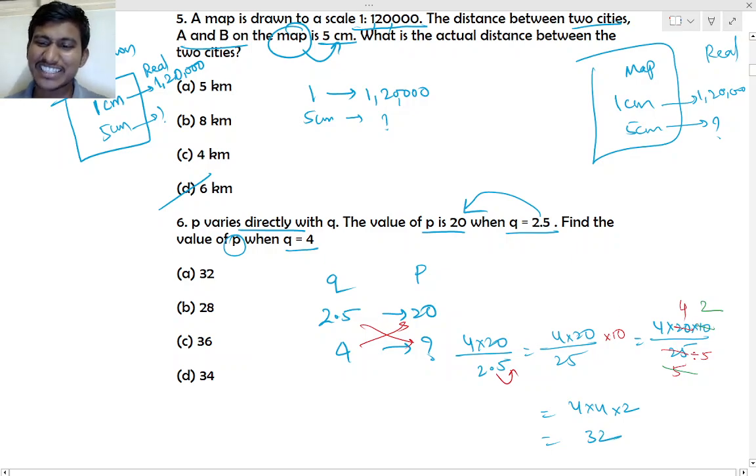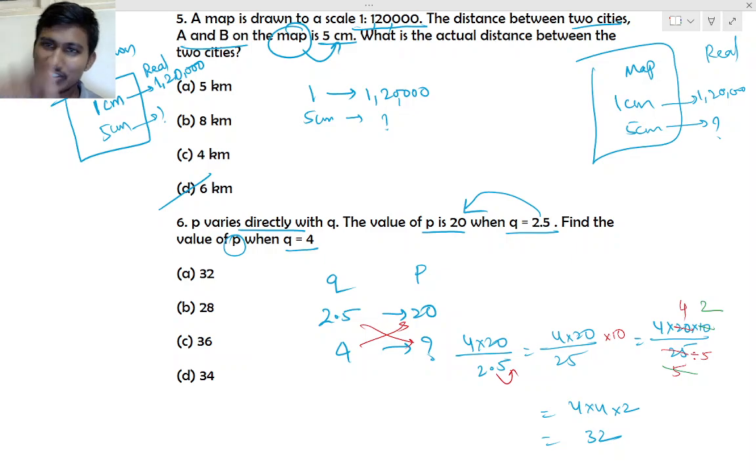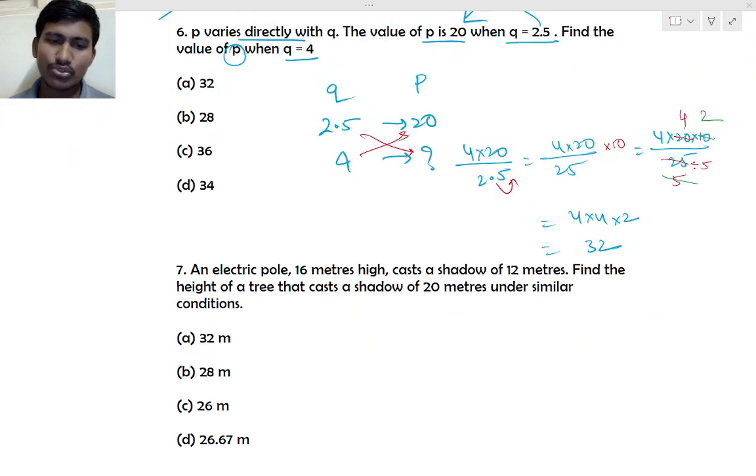It is 32. There is multiplication in between, so don't take it as 42. Multiplication is there in between, right? So 4 4s are 16, and 16 2s are 32. Okay. So the 7th one is homework. Do it.